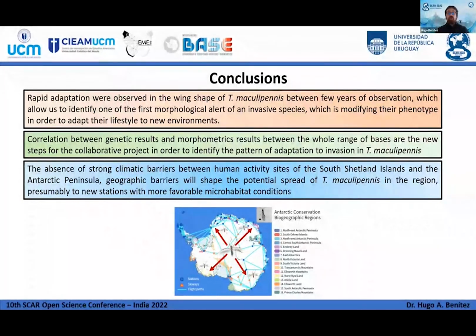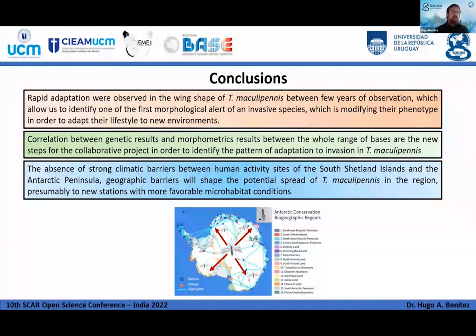So the conclusion for this work: we see that maculipennis, between the few years of observation, is changing very quickly, the wings modifying their phenotype to adapt to the lifestyle in a new environment. The correlation of genetics with the whole range of bases is part of the future work that we are doing, connecting everything in a genomic way with a morphometric way to try to understand if there are some founder effects and how they are changing.